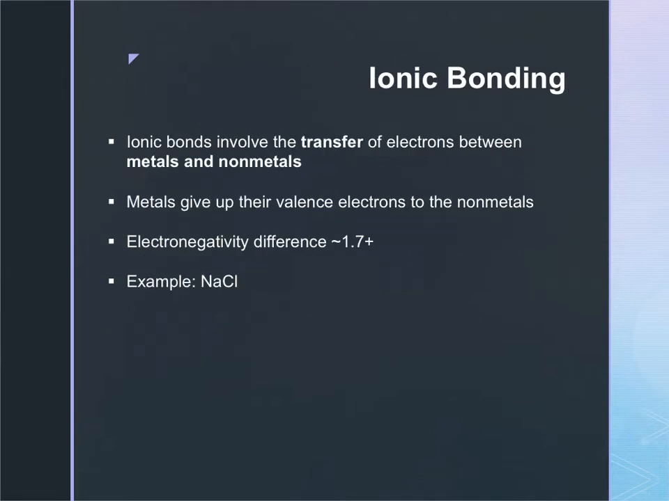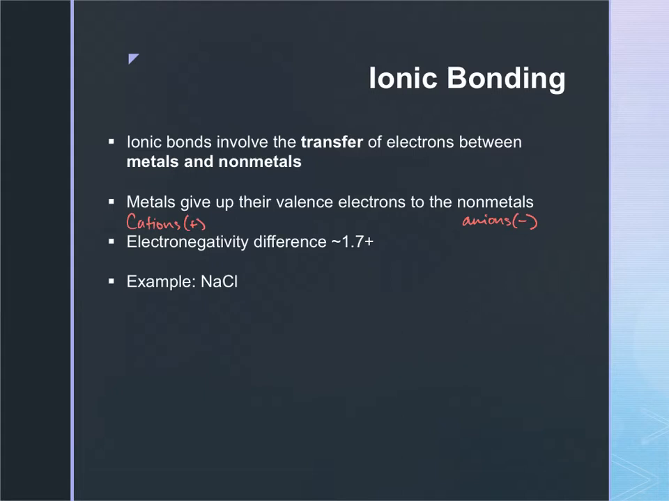And so we have multiple types of bonding we explore in this unit, and the first one we talk about is ionic bonding. So ionic bonds involve the transfer of electrons between metals and nonmetals. And so metals are the ones who give up their valence electrons to the nonmetals. The metals are the cations. They lose their electrons. So they're the cations, they're positive. And then the nonmetals are the anions, they're negative. And the electronegativity difference between them is approximately 1.7 or higher.